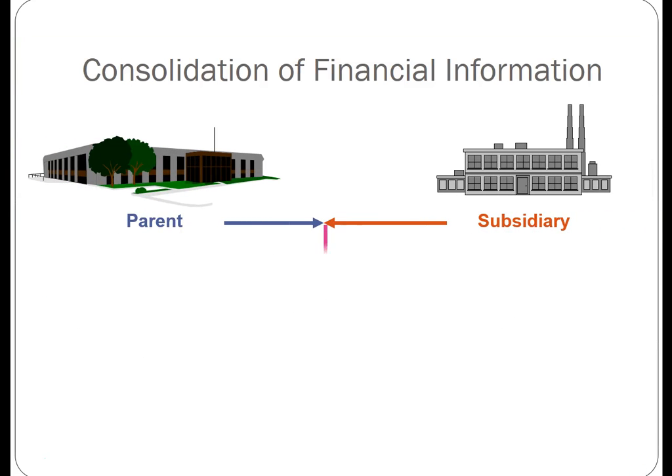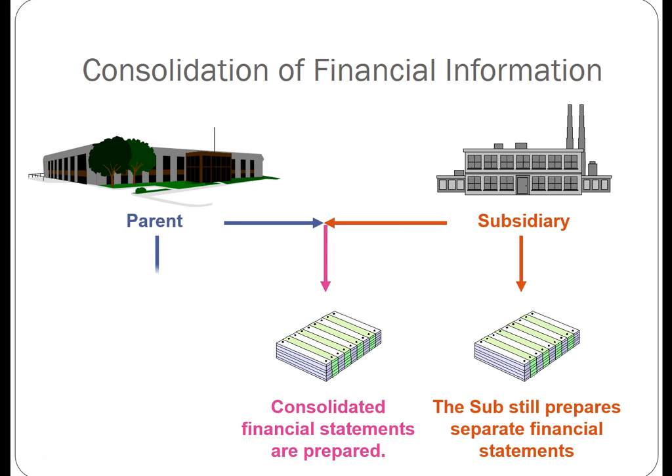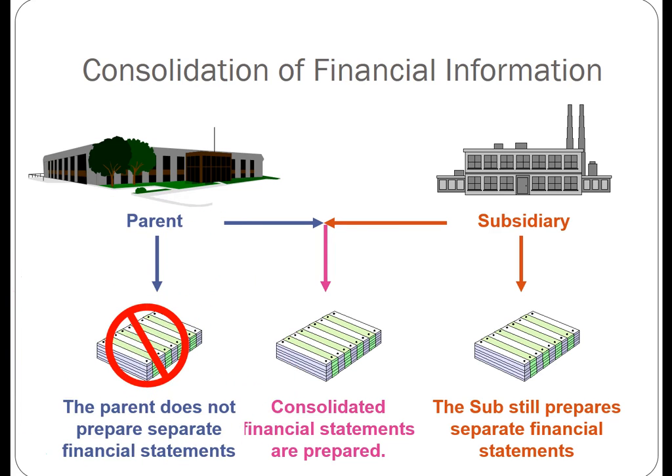So what does that look like? Well, the parent buys the stock of the subsidiary. The parent, once they own more than 50%, has to prepare consolidated financial statements. The sub still prepares their own separate financials if they're kept as a separate entity.